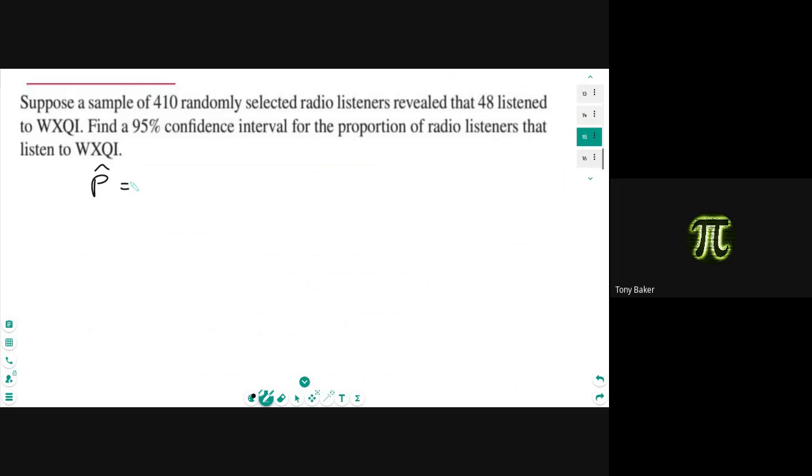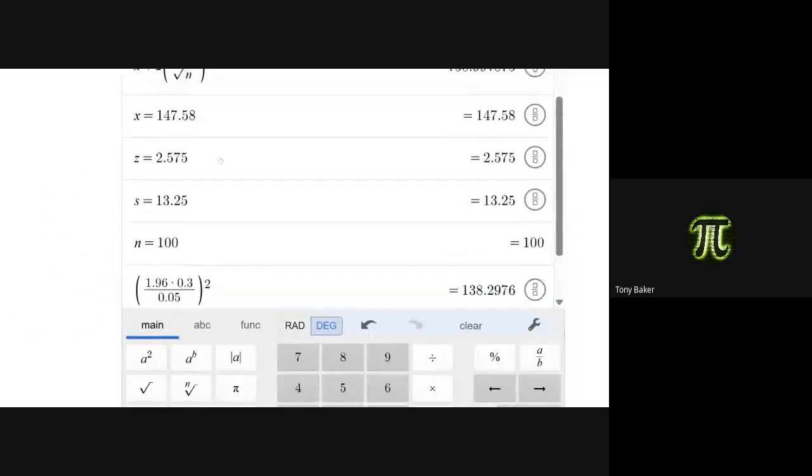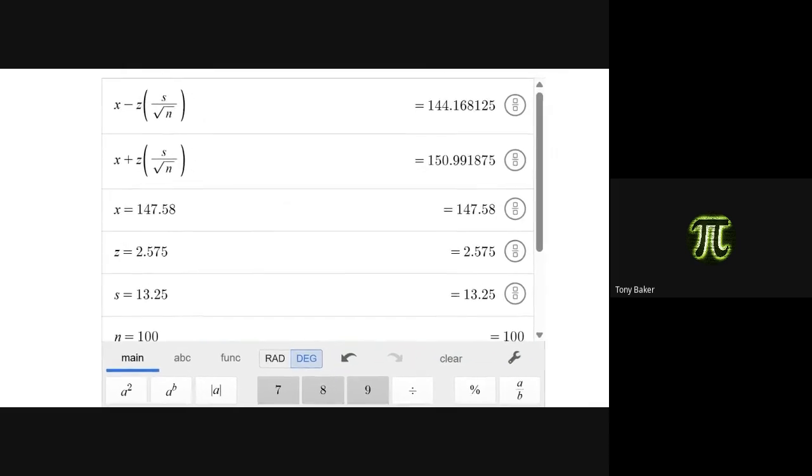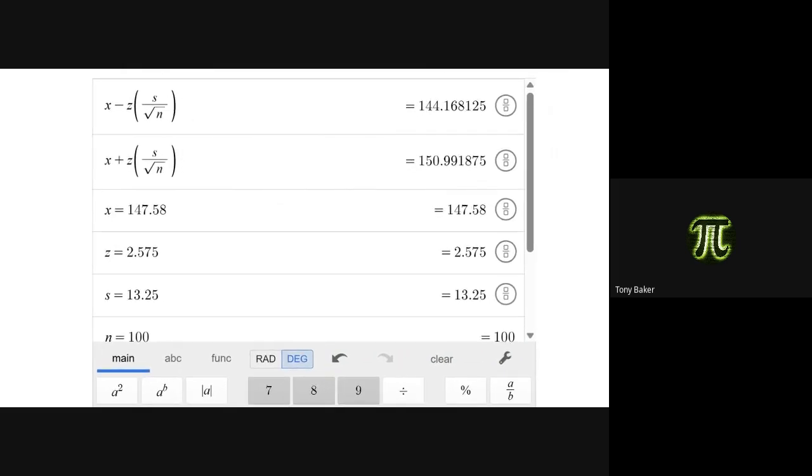So I got 48 out of 410. So what proportion listens to WXQI? My suggestion, if you're going to use Desmos like this, is to keep that as a fraction, because then you don't have to worry about rounding and rounding errors. So I would leave it as 48 over 410.